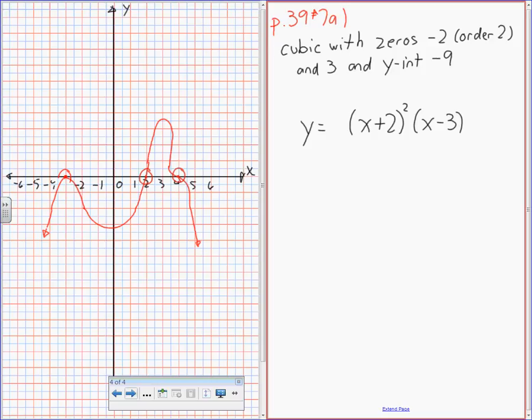Foxy, go ahead. That the y-intercept is negative 9. Thank you. Good. And even more than that, go ahead. You said the equation as x equals 0, it should be. Very good. So this point right here is going to be 0 comma negative 9.